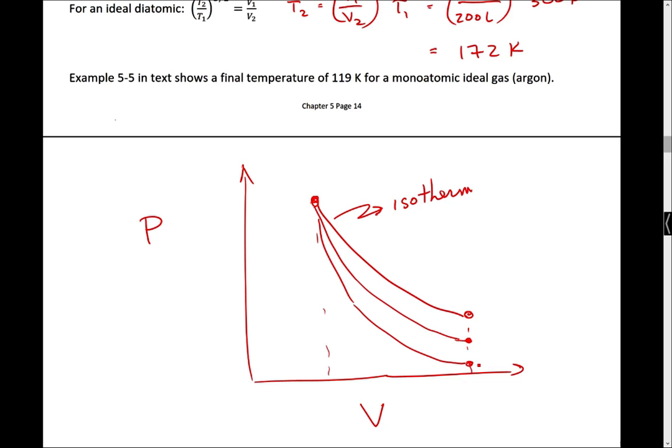Which one went to a lower temperature? Monoatomic. All right? So that's our monoatomic. And our diatomic is this one. All right? And we also see that there's a difference in work that occurs. So isothermal expansion gives us the most amount of work, then my diatomic, and then my monoatomic, right? So as the heat capacity gets smaller, I have a greater temperature change, and I've reduced work, right?